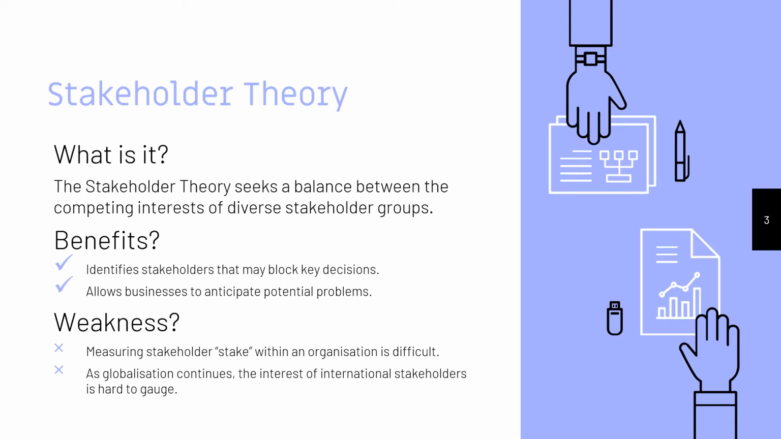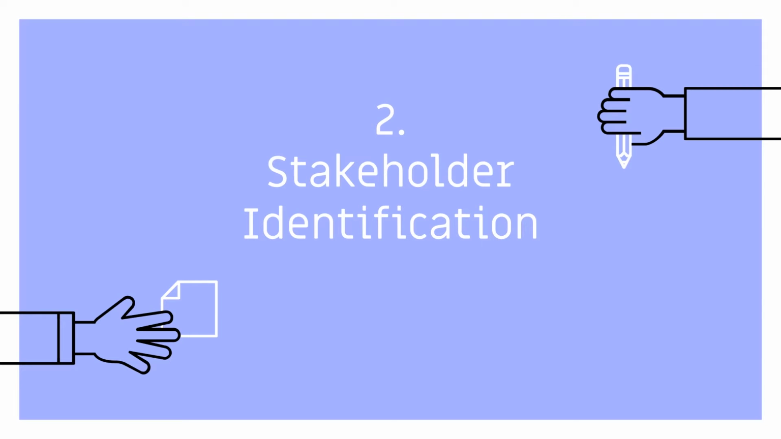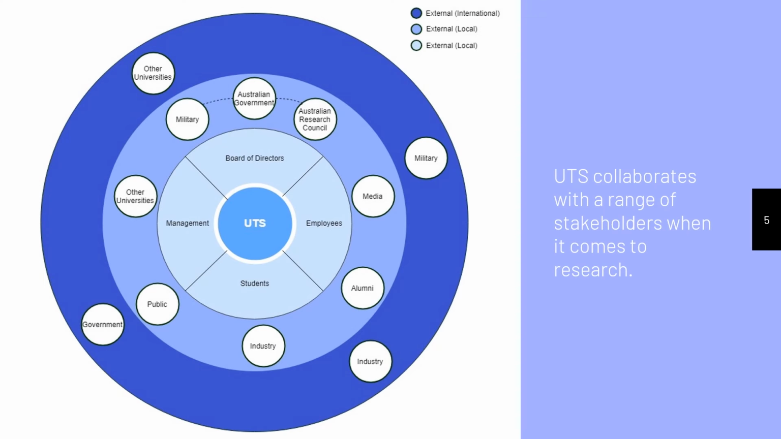The weaknesses of the stakeholder approach are that measuring stakeholders' stake within an organization is difficult, and as globalization continues, the interests of international stakeholders are actually hard to gauge. So now to the stakeholder identification. The first stage in any stakeholder analysis is the identification of stakeholders.